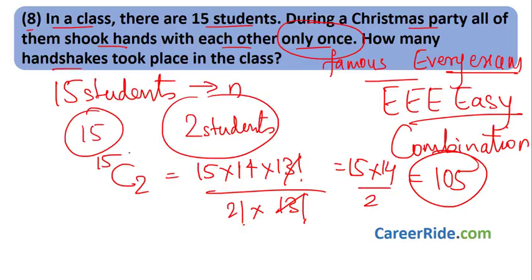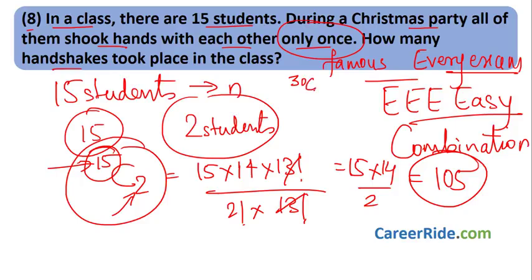Very easy. The answer is 15C2. What is 15? The total number of students. What is 2? 2 will always be there. Why? For a handshake, 2 people are needed. So 2 will always be there. The only thing that changes is this. If there are 30 students in a class and they shake hands with each other only once, what will be the answer? 30 students are there, so 30C2, and find the answer like this. Very easy. Nothing to it. Just remember the answer is 15C2, or NC2, where N is the number of students.